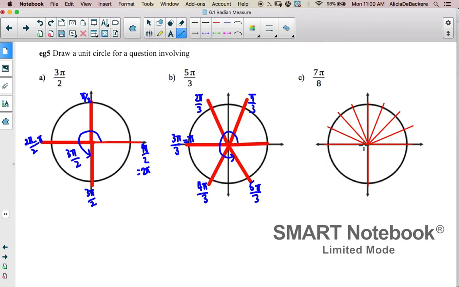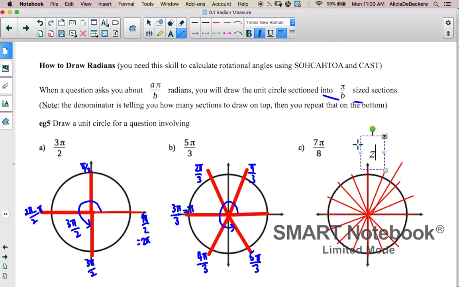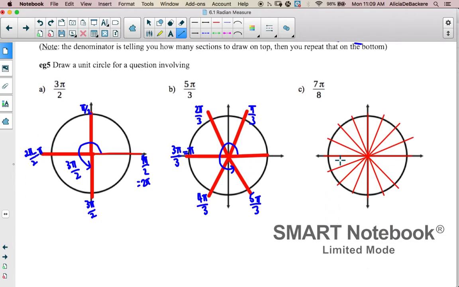Slide that up. So again, I keep cutting in half each of my wedges until I have 8 on the bottom as well. So the denominator only tells me half of the sections in the whole circle. Okay, so what I've got here is 8 sections on the top, 8 sections on the bottom, and that gives me 16 sections in the whole circle. So the whole circle will be double the denominator.